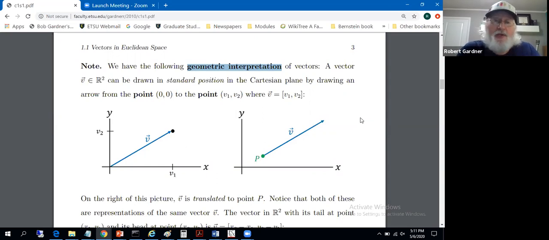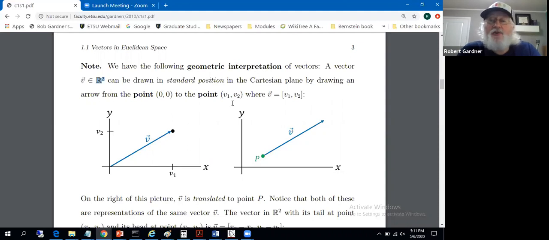But if I want to draw pictures in 1 or 2 or 3 dimensions, then drawing those pictures will be what, and this is more my terminology, we'll call a geometric interpretation. So I want pictures of vectors. Consider the vector v in R2. I could draw it in the Cartesian plane, R2. This vector can be drawn in standard position in the Cartesian plane as follows.